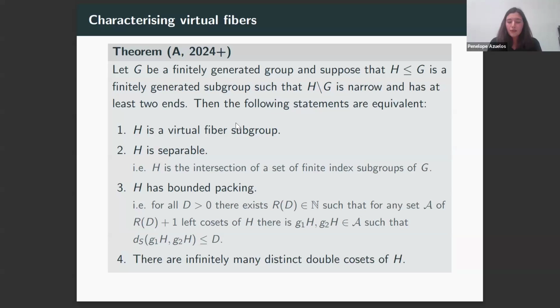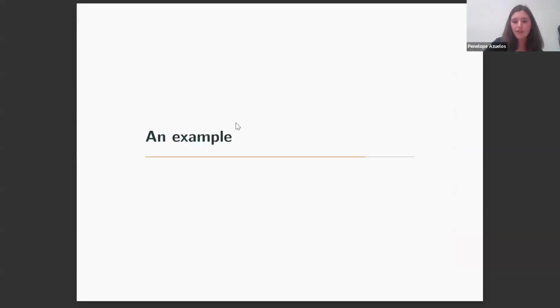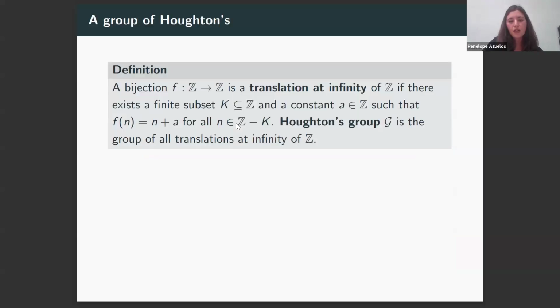So it looks pretty much like what you would expect a virtual fiber to look like, and it's a very strong condition to ask for. Is that not enough to deduce that H is a virtual fiber subgroup? And the answer is still no. But I thought the example was kind of nice. The example in question is part of a family of groups that was introduced by Houghton. The definition is a little different, but that's where it comes from.